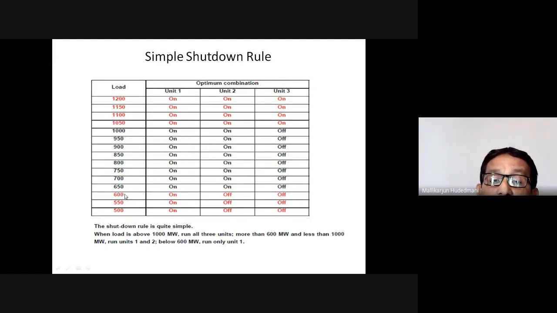Then the 1000 to 600 block, black marking. So 1 and 2 must be on. You can see 1, 2 on, 1, 2 on, third off. And 600 and below, only 1 is on. This way, if I operate in a cost effective way, it ensures better operation. And this is not the only solution, because so many other factors have to be taken care of.